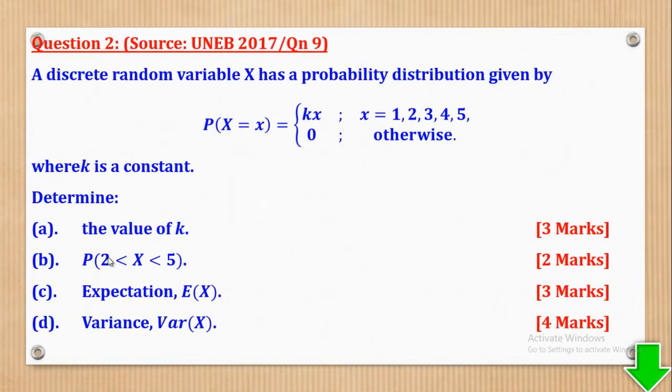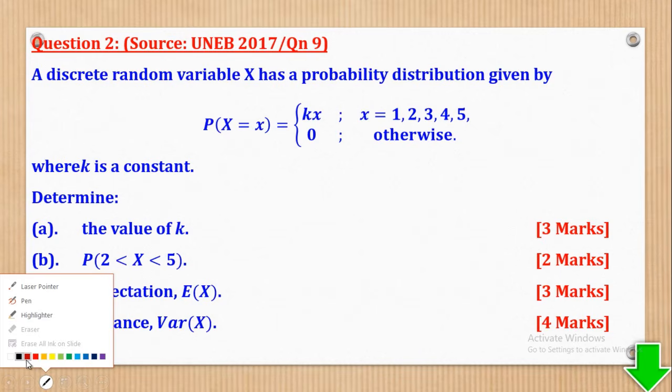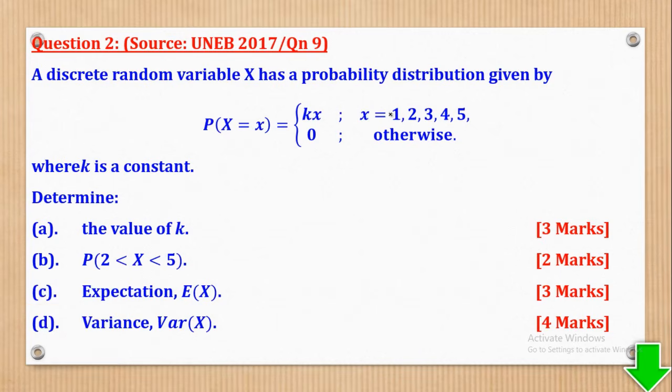Then part B, they wanted the probability of x greater than 2 but less than 5. So the values of x which are greater than 2 but less than 5 are these ones. Greater than 2 means that 2 is not required, so 3 is required, 4 is required, but they told us less than 5, so 5 is not required. So these are the two values which are required. We are going to get their corresponding probabilities and add them.